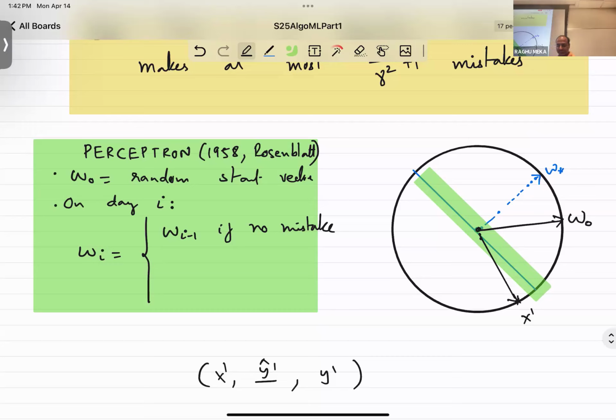Now, intuitively, here what's happening is that we said positive, but the true label was negative. But we don't know the correct result. We don't know W star. We only know the label. We don't know W star, right? But you're on the right track. So the thing is, the true label was negative. That means intuitively W0 is pointing in the opposite direction.